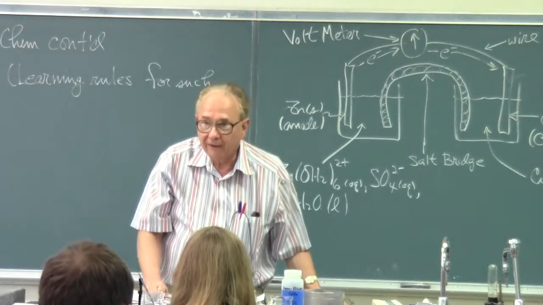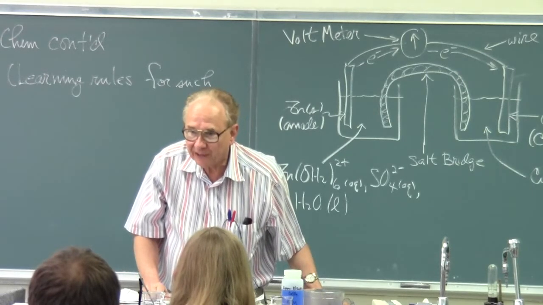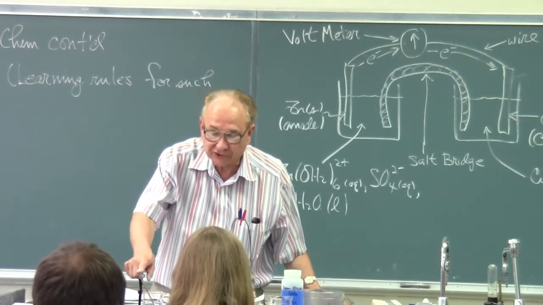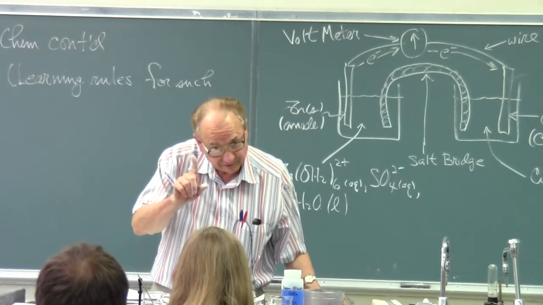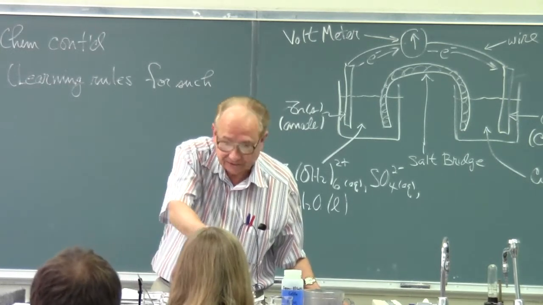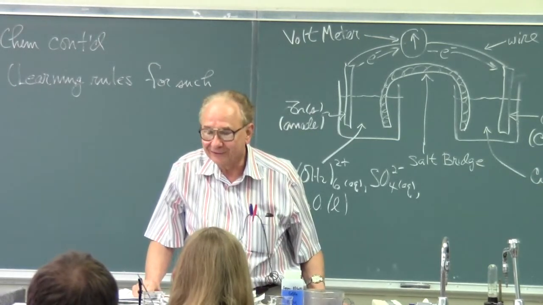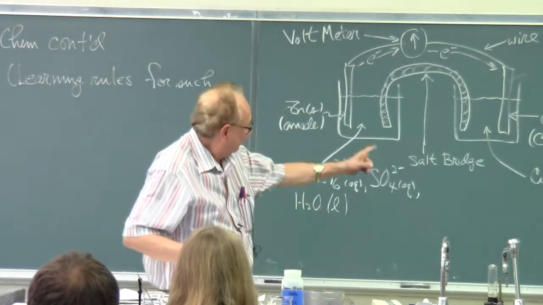Salt bridge. I don't have the systems connected. I've provided a path by which electrons can travel from zinc, since zinc is a stronger reducer than copper, through the wire, through the meter, and into this system. But how can they get back? I have an open circuit. So here's where the salt bridge comes into play.